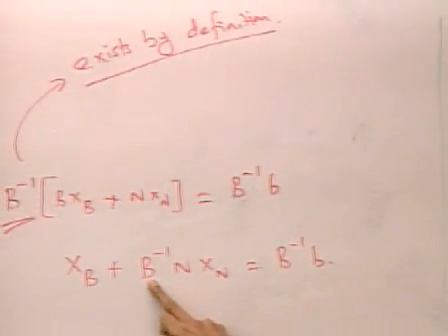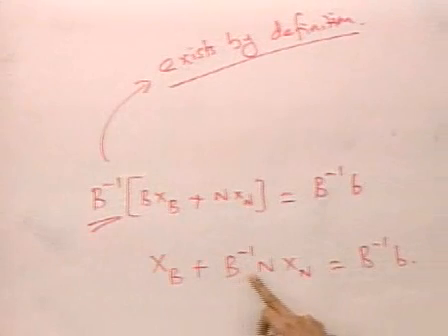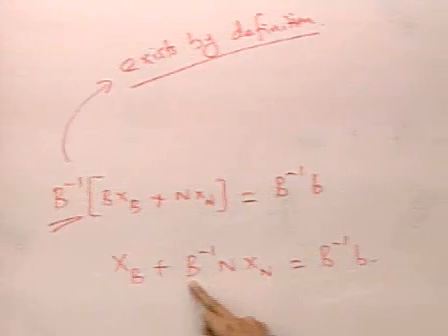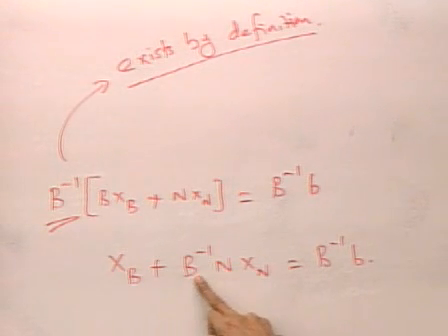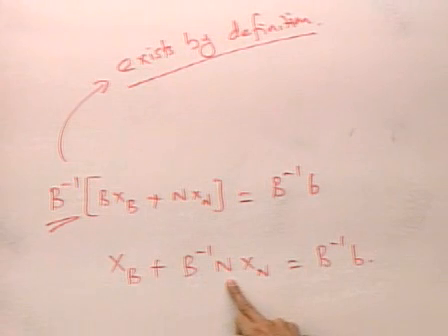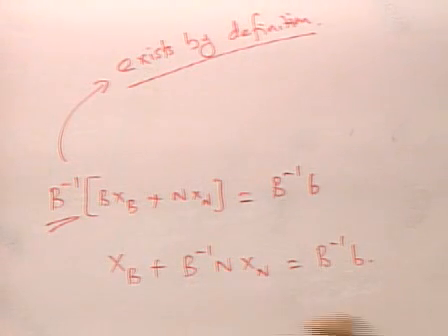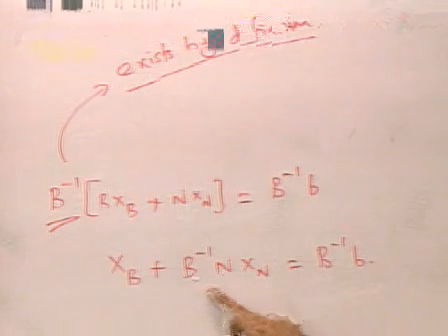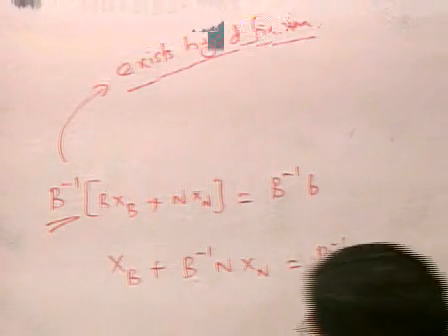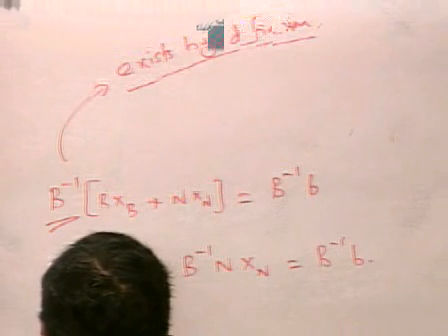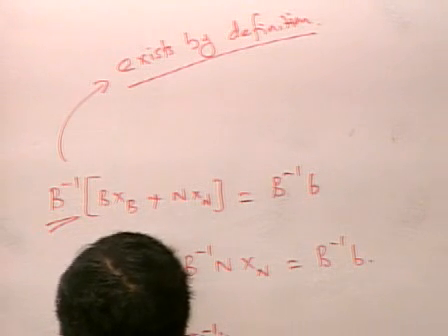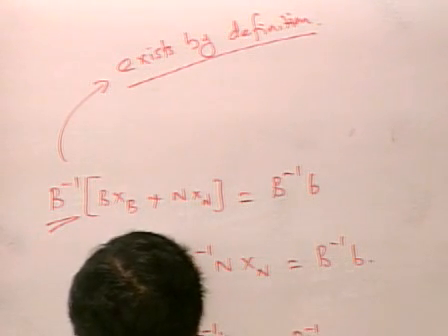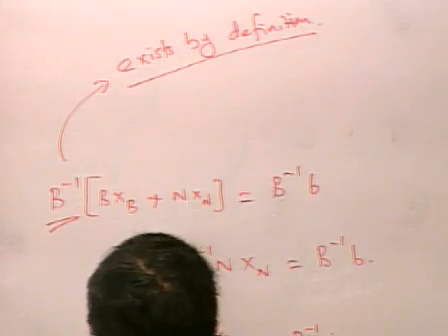So remember that this is just numbers. N is just numbers, right? If I tell you what the basic variables are, these are just numbers. B inverse exists, so we can actually multiply all of this. And therefore, this is the representation that I want: XB is B inverse b minus B inverse N XN.